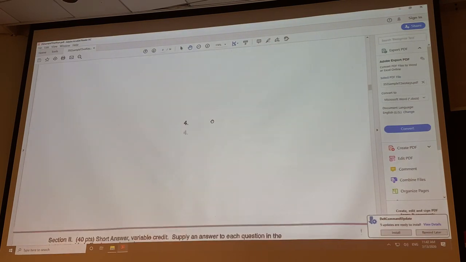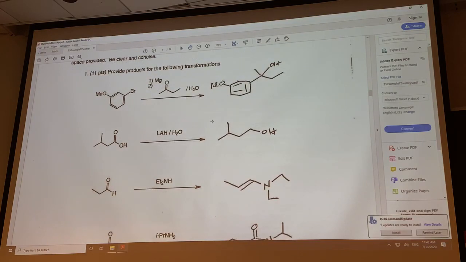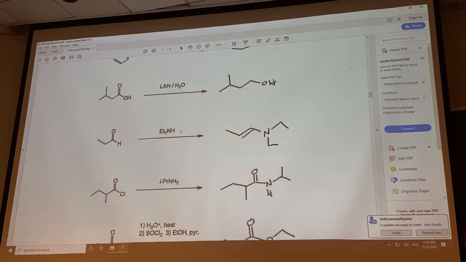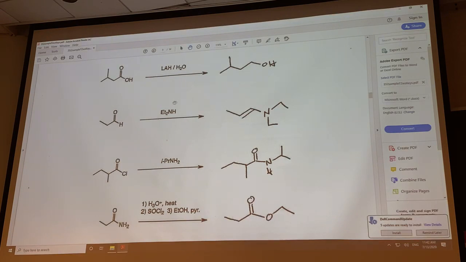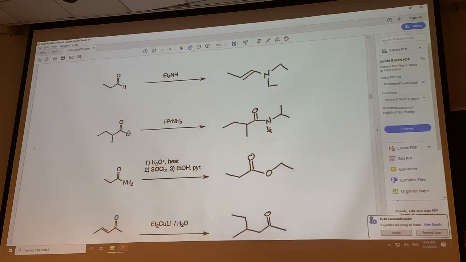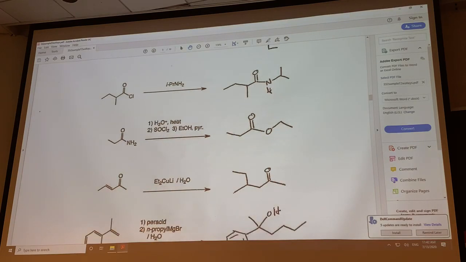Let's see the write-in ones, and again, we can modify these to make them multiple choice now. And this is just, what conditions give what product. So Grignard addition there, LAH addition. Here we have our secondary amine with an aldehyde. So yeah, enamine there. Here we have an amide formation of the acid chloride. Here we have hydrolysis, so heat and acid. So that's showing acid with water.